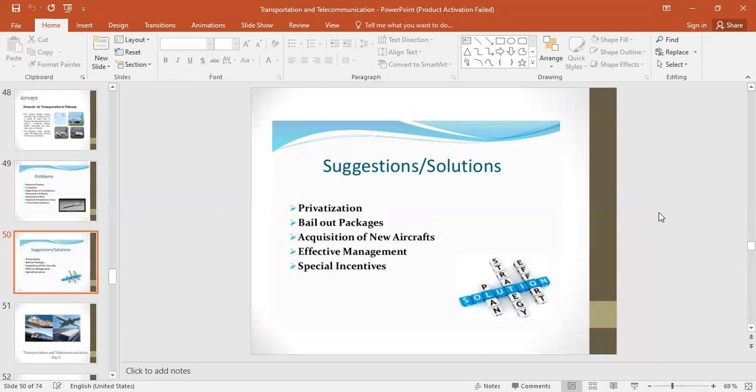Some of the solutions: privatization, right? That is not always a solution, but still it is one of the solutions, right? Then bailout packages, we have to introduce packages for our customers, right? For example, different international airlines in the other developed countries give packages on a weekly basis to their passengers, right? Weekend packages and all, where the fares are very low, so people do avail of air transport. So if that happens in Pakistan also, definitely revenue would be generated, right? More revenue would be generated in less time, right? And acquisition of new aircraft is very much needed. Effective management and special incentives should again be given to the employees, so they definitely work well.